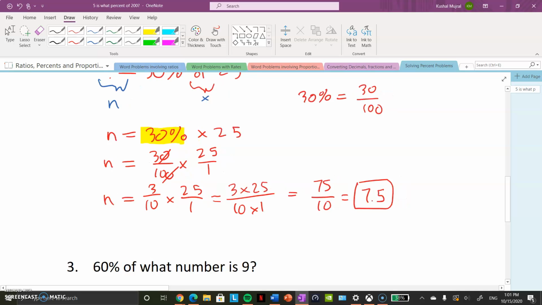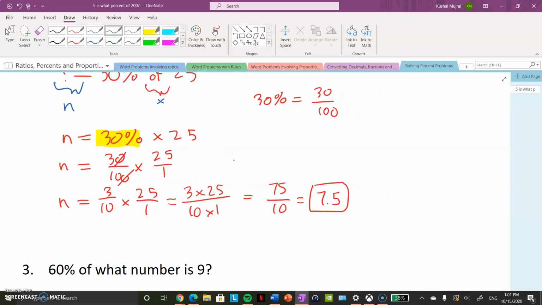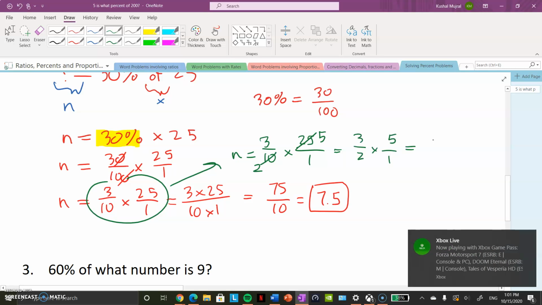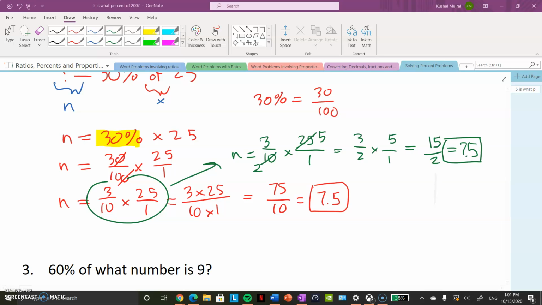Okay? The other way that we can do this is, we'll take this over here, n equals 3 over 10 times 25 over 1. This reduces to 5, this reduces to 2, equals 3 over 2 times 5 over 1, which is 15 over 2, which is 7.5. Okay?